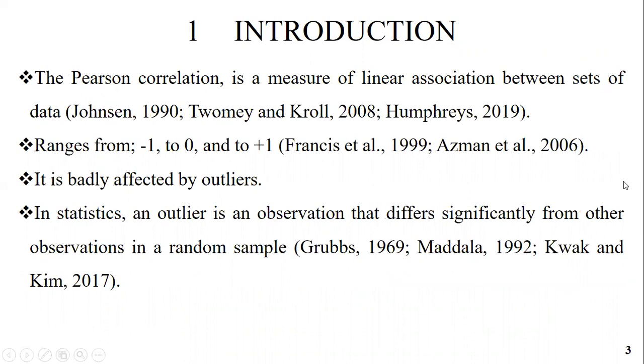Pearson correlation is a measure of linear association and it ranges from -1 through 0 to +1. However, it is badly affected by outliers. An outlier is any observation that differs significantly from the other observations.